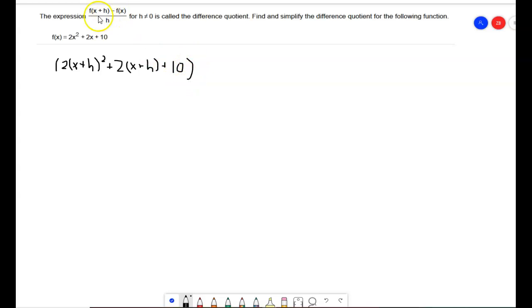All right, that takes care of this first term here, and then I have a minus. I'm going to remember to put parentheses around this because I want to remember to distribute the minus sign. And this is just f of x, so that's just the function just like it is: 2x squared plus 2x plus 10. So this takes care of the f of x right there, and then this is all over h. So this is quite a mouthful.